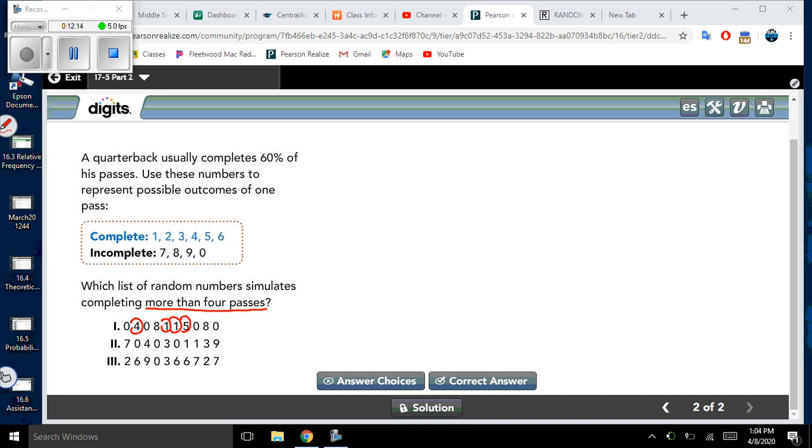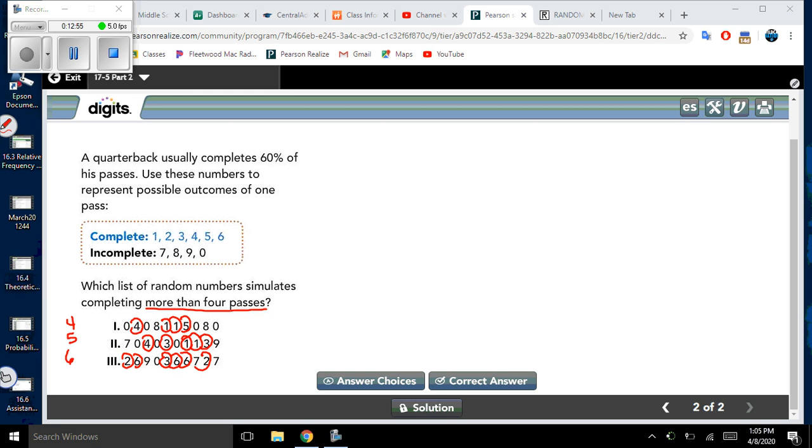On my second one, 4 is complete, 3 is complete, 1 is complete, 1 is complete, 3 is complete. And then on the last one, 2 is complete, 6 is complete, 3 is complete, 6 is complete, 2 is complete. So how many did I complete in this case on the first one? It was 4, as you can count up the ones I have circled. On number 2, I have 5 that I completed. And on the last one, I have 6 that it looks like I completed.